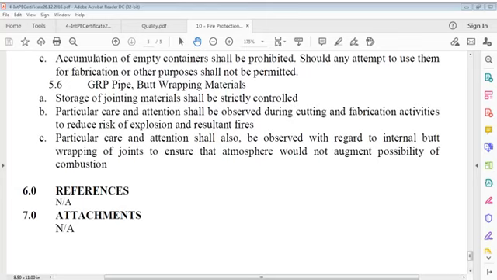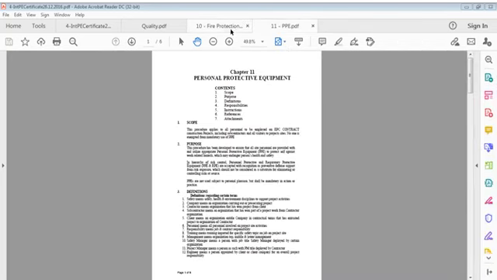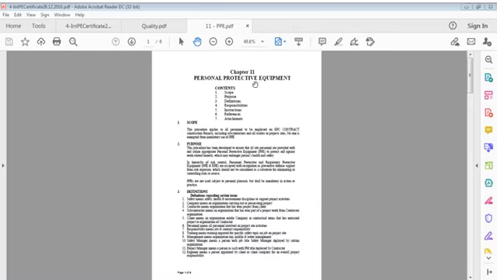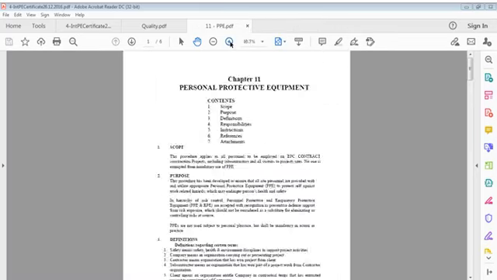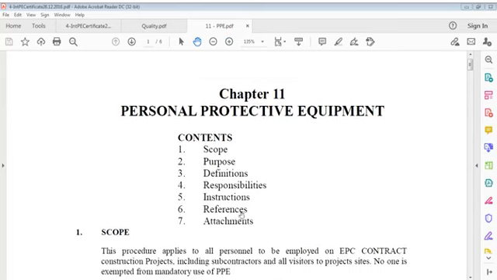And now we can say the next important point is PPEs, after fire protection. Now we close that down and we take PPE up. PPEs, personal protective equipment, very important one. We should know about that.